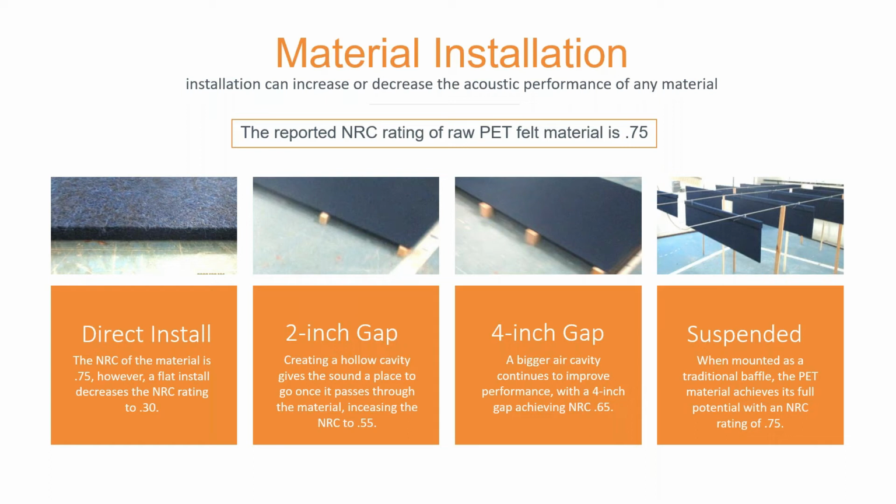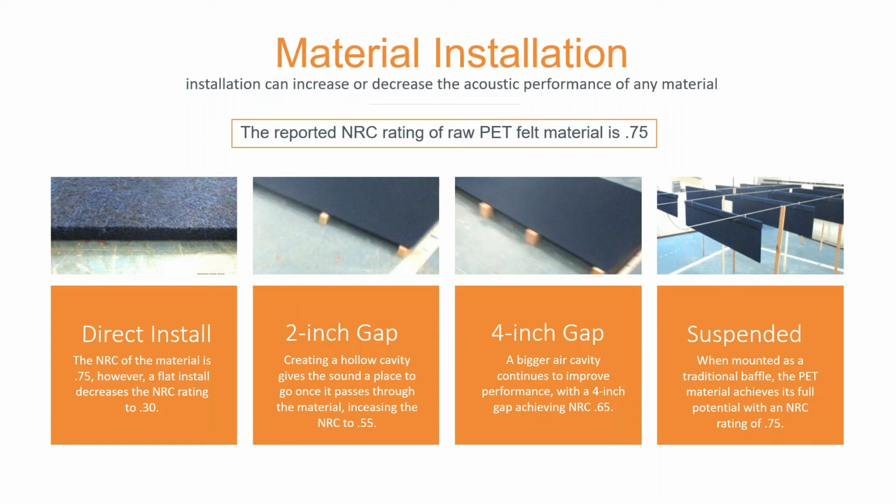So what happens if you add a 2-inch gap? With a 2-inch gap, you increase your NRC to 0.55. A 4-inch gap gets you NRC back to 0.65. But if you take this material and turn it into what we could call a baffle, right? It's a suspended application in a ceiling, bam, you're back to 0.75.